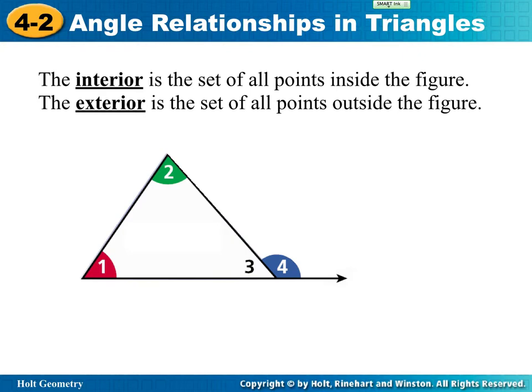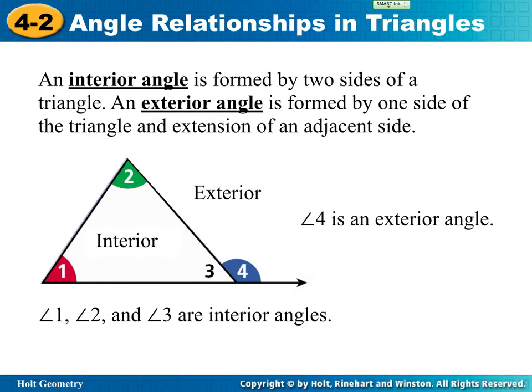On triangles, there's an interior and there's an exterior. The interior of the triangle is the inside part. The exterior is the outside, just like you would assume the words would mean. So we have interior angles and exterior angles. The interior angles are just the 1, 2, and 3 that we were working with. Look to see how the exterior angle is formed. It's formed by one side of the triangle and an extension of an adjacent side. So if I extend that on out, it makes angle 4 on the outside of the triangle.